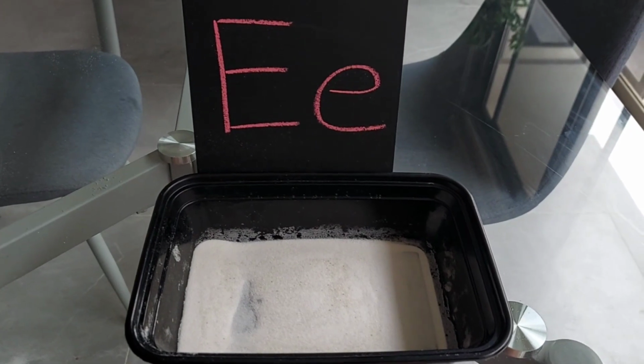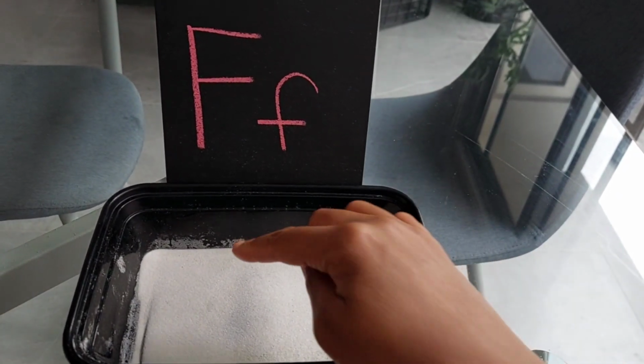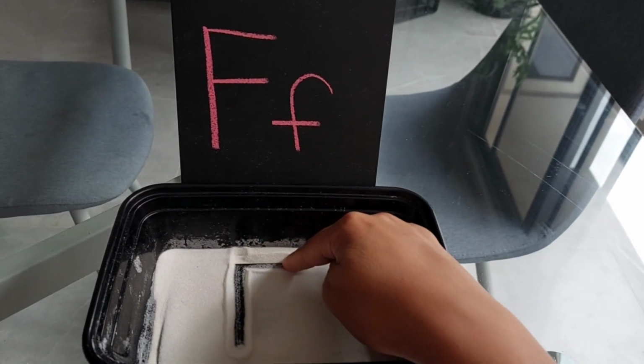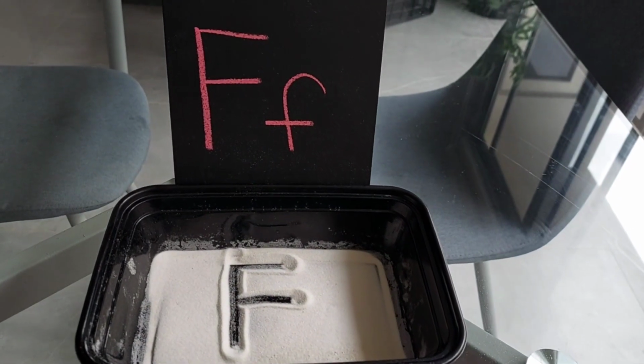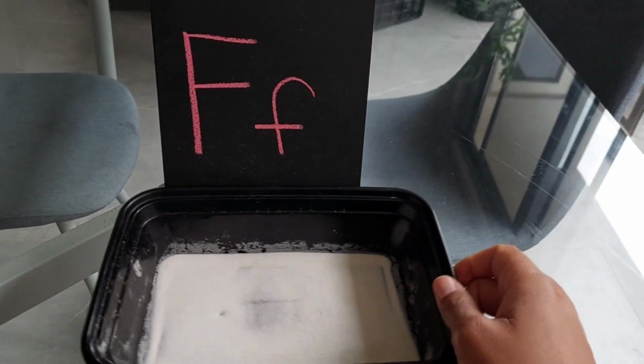Now let's shake it out and we're gonna learn how to write the letter F. To write the letter F, we're gonna start at the top, go all the way down, start at the top again, go straight line, and then go to the middle and write a straight line. And there you go. You have a capital F.